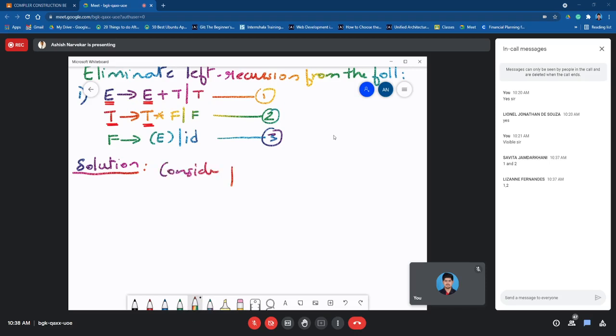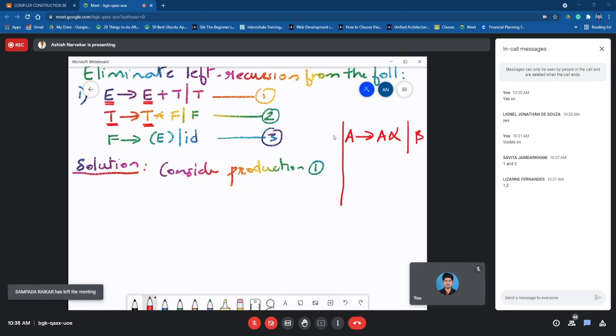Okay. So what we do over here is let's consider production 1. Just for our reference, I'm writing the general form. A derives A alpha or beta can be rewritten as A derives beta A dash, and A dash derives alpha A dash or epsilon. Okay. So these are the rules which are used for replacing left recursive productions, a production containing left recursion.